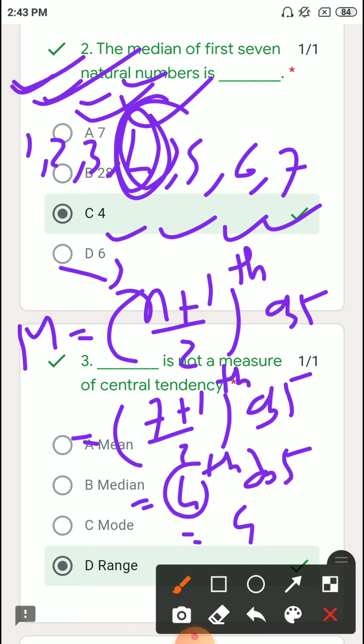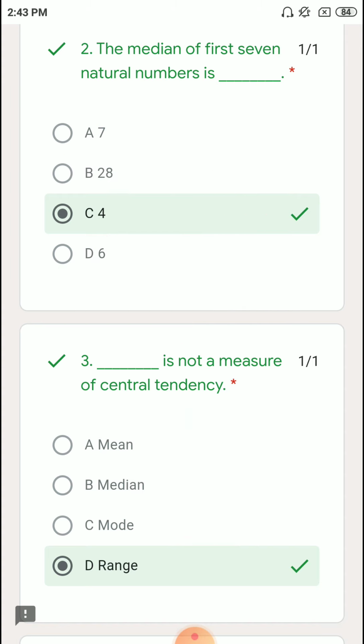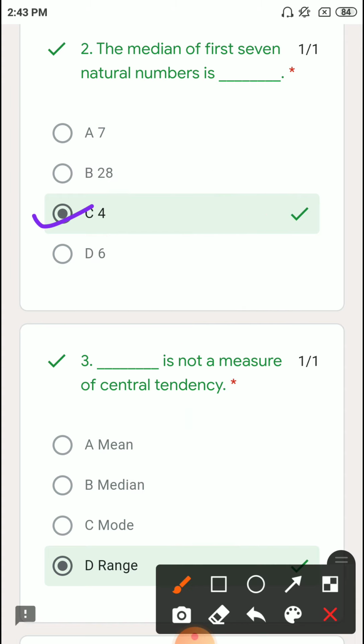4th observation. So just count down in ascending order to the 4th number. Here the 4th number we have is 4, that's why our answer is 4. So here our option C is correct.